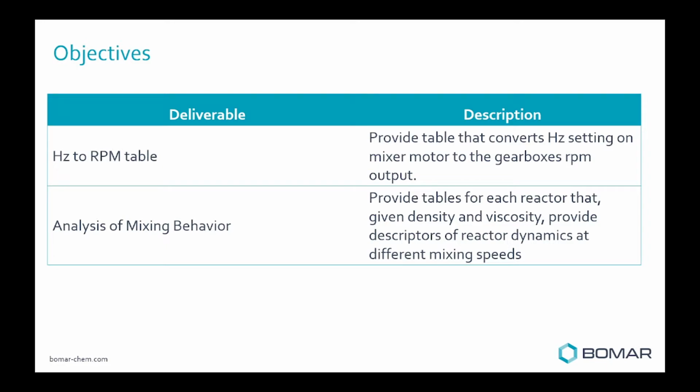The following chart contains the two major objectives for this project. First, we provided BOMAR with a set of Excel tables that, given a reactor, converts the input power frequency to the output RPM of the impeller. Second, we produce a set of Excel tables for each reactor that, given a product with a given viscosity and density, will outline the fluid flow behavior at different mixing speed settings.